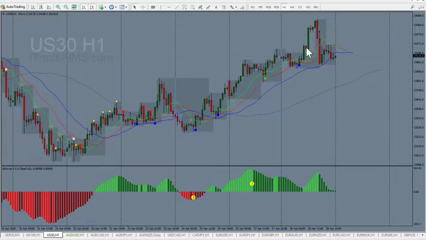US 30, same situation. You could go long. You also have a waltz signal, a trending candle followed by a pause. And this is a seed, so you just put your pending order there, stop loss here, double or triple profit.